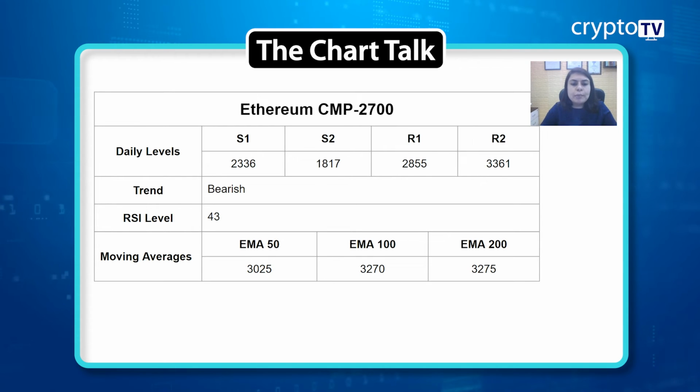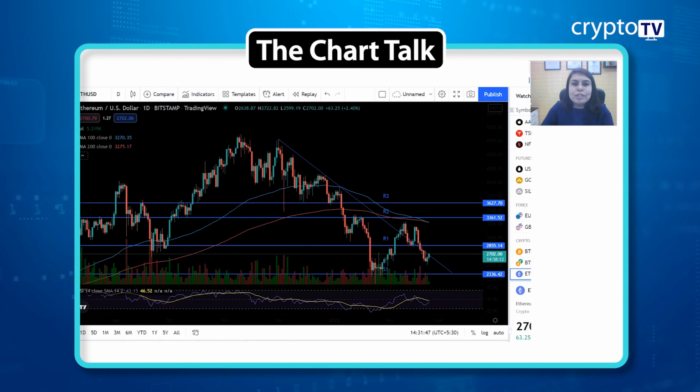If you look at the 50 EMA, the level comes out to be 3025, the 100 EMA is at 3270, and the 200 EMA is almost at the same level as the 100 EMA, which is at 3275. Now if you remember, in Bitcoin's case the 100 and 200 EMA crossover has already happened; here we might see it now. So we will talk about this thing in the chart also. Plus, support 1 comes out to be 2,336, support 2 is 1,817, resistance 1 is at 2,855, and resistance 2 is at 3,361. Let's quickly move on to the chart of Ethereum.